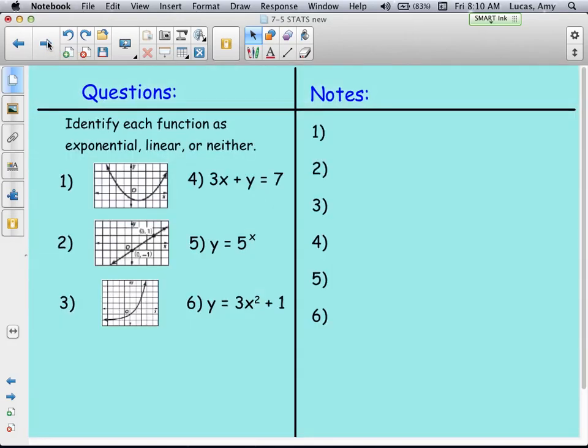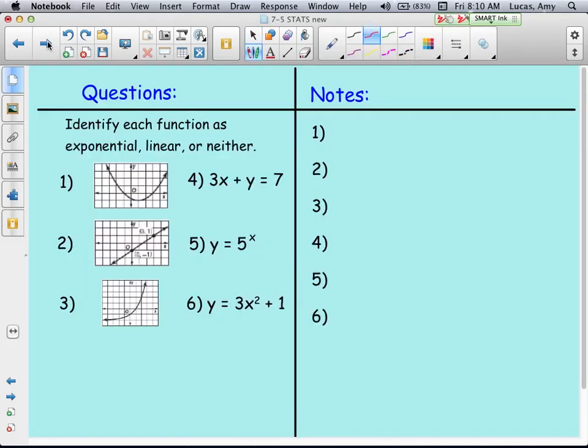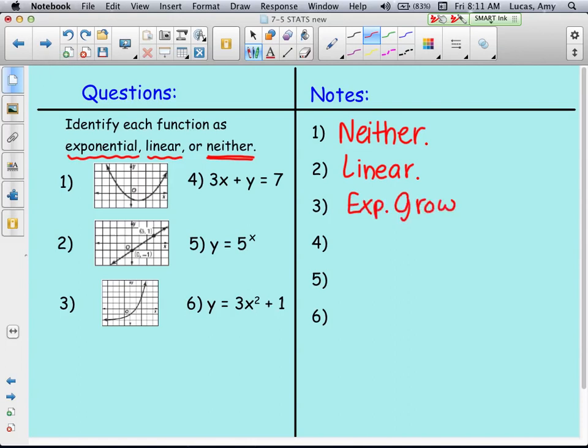Okay, this last slide is just kind of a review. Can you identify if these are exponential, if they're linear, or neither? So neither would be anything else. So number 1, that is neither because that's a quadratic. Linear is a line. And exponential, we just saw what those curves look like for exponential growth and decay. So number 1 is a parabola, it is neither. Number 2 is a line, so it's linear. Number 3, that's exponential growth, to be specific.